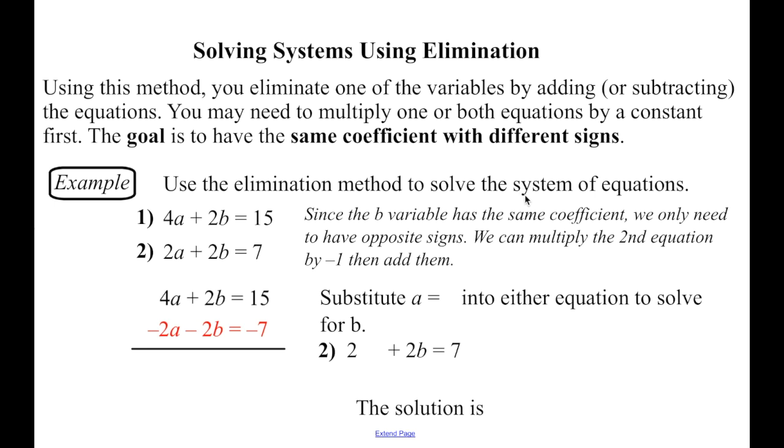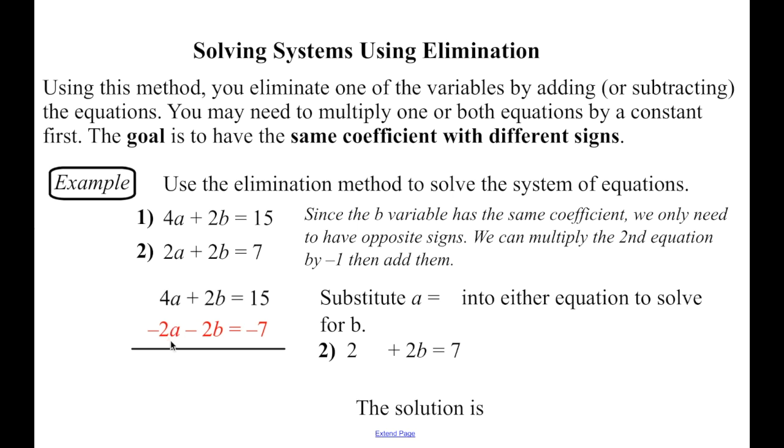Let's do some examples so this makes more sense. We want to use elimination on this system of equations. So I have equation 1 and equation 2. You'll notice that in equation 2, the b variable, they both have a coefficient of 2. And now if we just have an opposite sign, we could add them and the b terms would drop out. So what I did is I went ahead and multiplied the second equation by -1. As long as you multiply every single term by -1, this that I have down here in red is just equation 2 multiplied by -1.